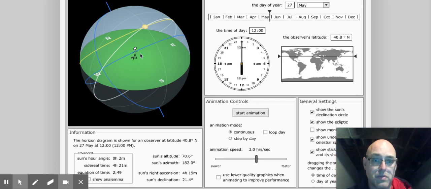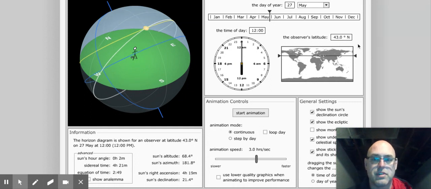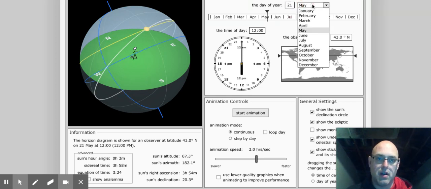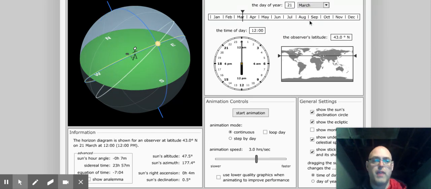Okay, so we're going to start by looking at several different things. First, we're going to set the observer's latitude to 43 degrees. Why 43 degrees, you ask? Because that is our latitude in Syracuse, New York. So, whoops, 34, there we go, 43. So I've just moved that there. And we're going to start with March 21st. Now, we know that as the vernal equinox, or the spring equinox.